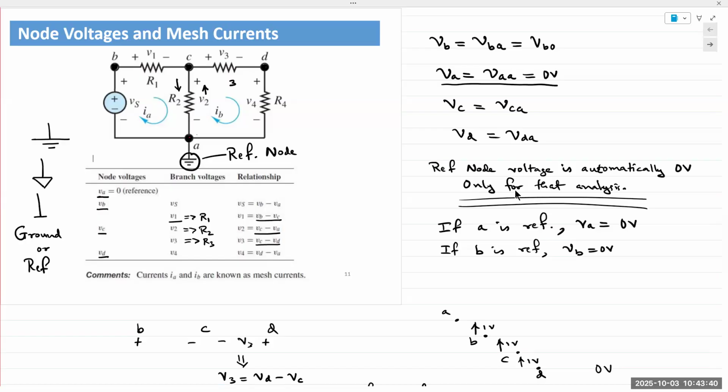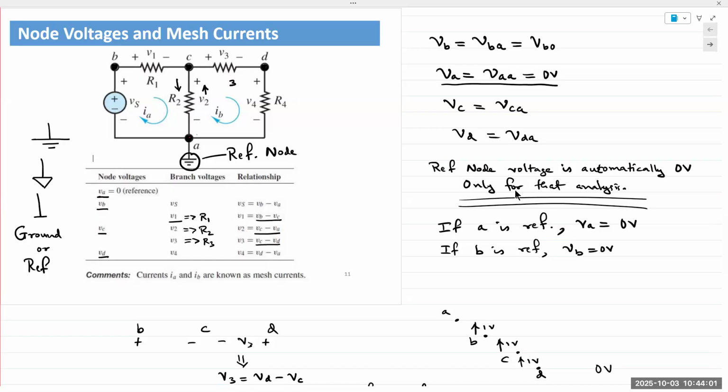Oftentimes I see students make errors where they have multiple nodes connected by a wire. Instead of taking it as a single node, they take it as two separate nodes or three separate nodes. So again, I'm emphasizing, anything that is connected by a wire is the same exact node, no difference whatsoever.